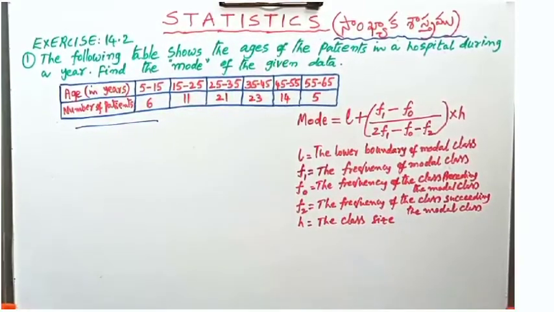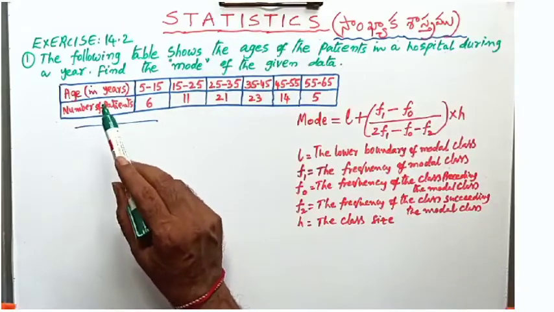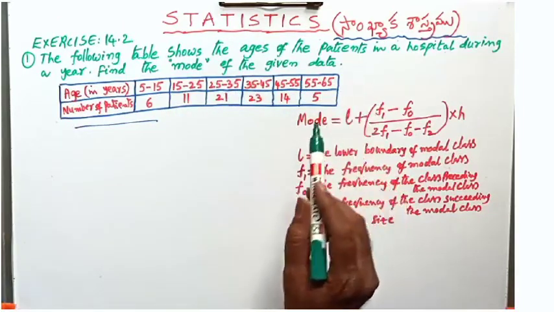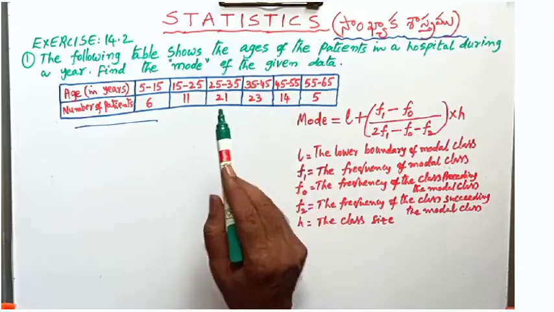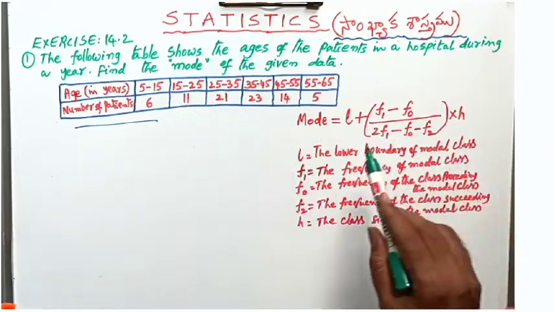Okay students, now I am going to start how to solve more problems. I take the first problem in exercise 14.2. The following table shows the ages of the patients in a hospital during a year. Find the mode of the given data. So this is the given problem. We have to find the mode. That's why first you have to know the formula of the mode.